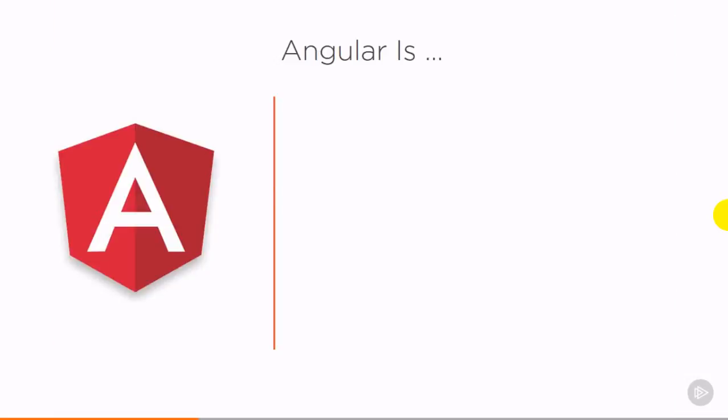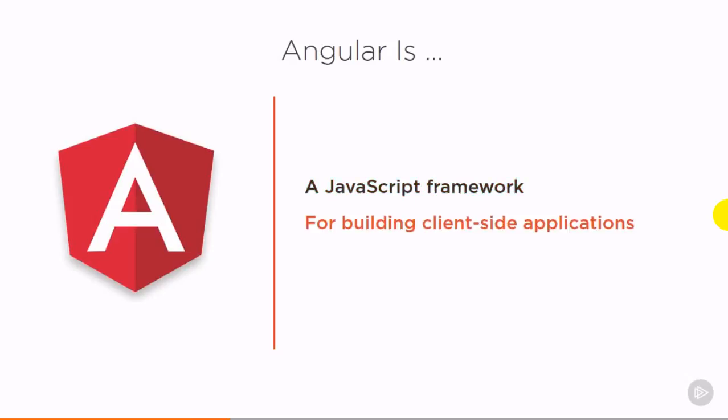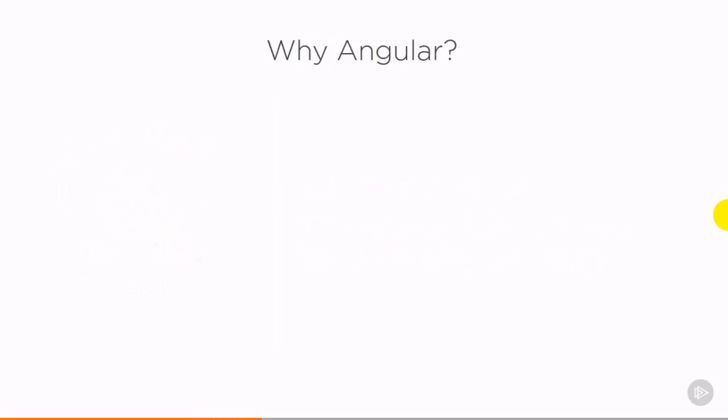As we start this journey, let's get the lay of the land and take a high-level look at Angular. Simply stated, Angular is a JavaScript framework for building client-side applications using HTML, CSS, and a programming language, such as JavaScript. Why Angular and not some other JavaScript framework? And there are lots of JavaScript frameworks out there.